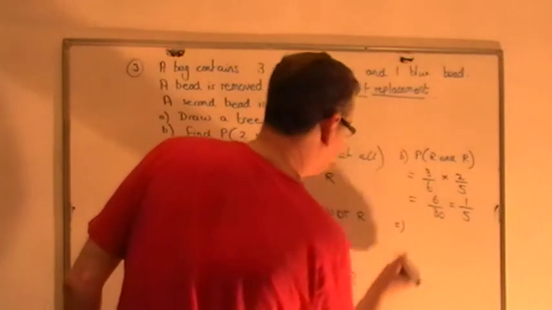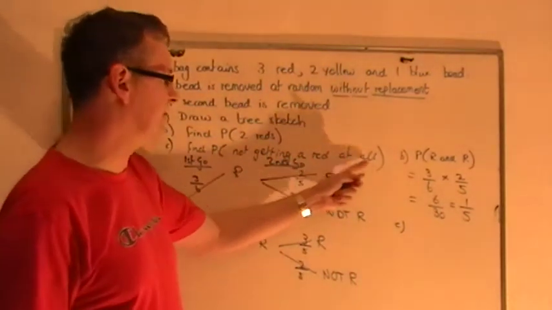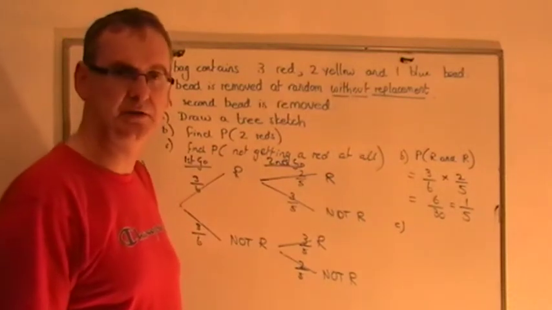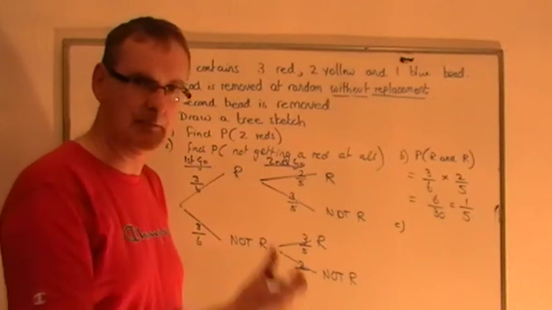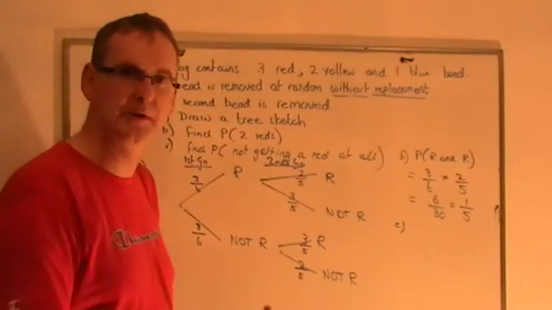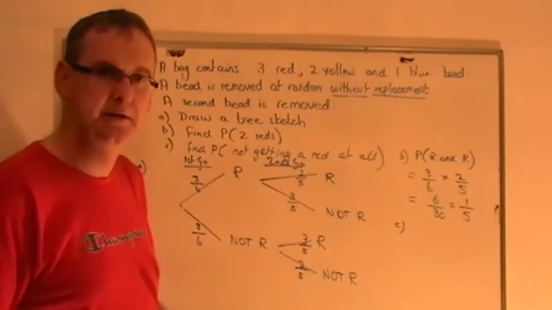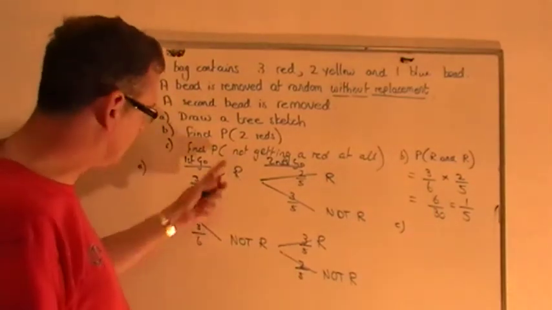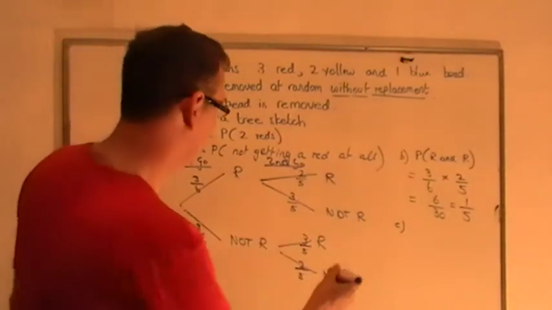Part C. Find the probability of not getting a red at all. Now if you wanted to, you could start talking about not getting a red. You could get a blue and another blue, or a blue and a yellow, or a yellow and a blue, or a yellow and a yellow, or whatever. No, let's just make use of the tree sketch as it stands. Not red and not red is all I'm interested in.